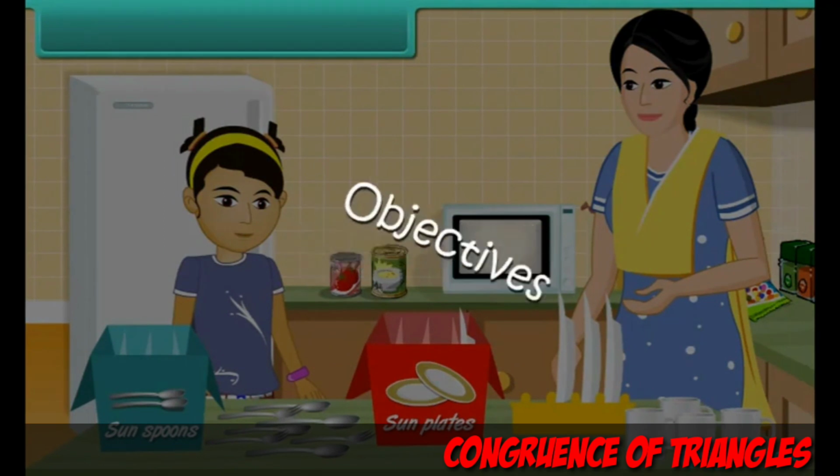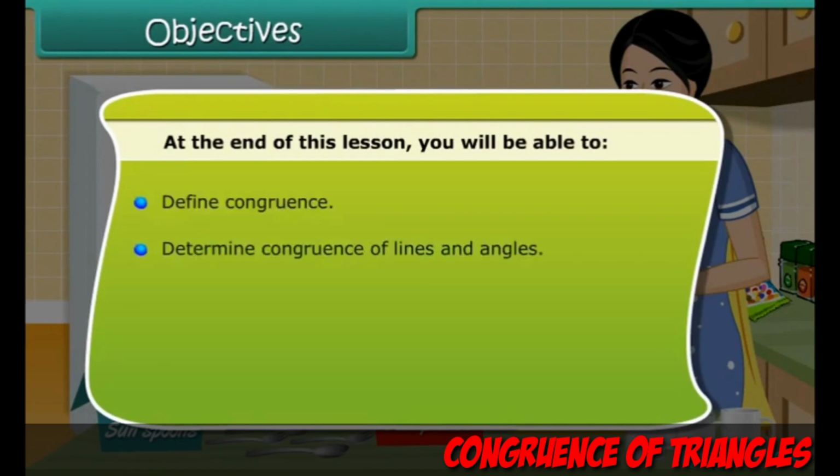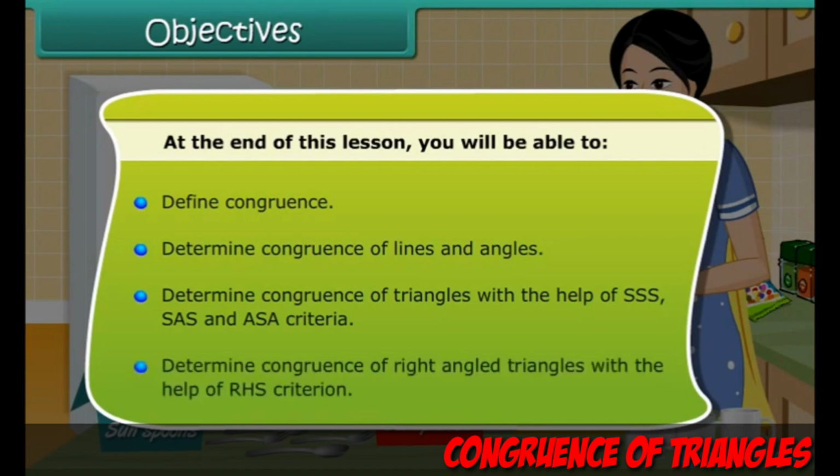Objectives. At the end of this lesson, you'll be able to define congruence, determine congruence of lines and angles, determine congruence of triangles with the help of SSS, SAS, and ASA criteria. Determine congruence of right-angled triangles with the help of RHS criterion.